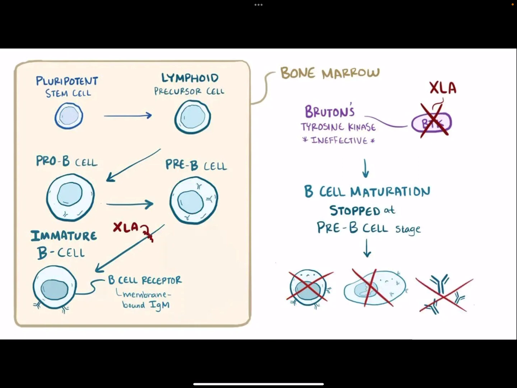One example of this is Bruton's disease. It is an inherited immunodeficiency disorder. It is characterized by the absence of mature B cells, which in turn leads to severe antibody deficiency and recurrent infections.